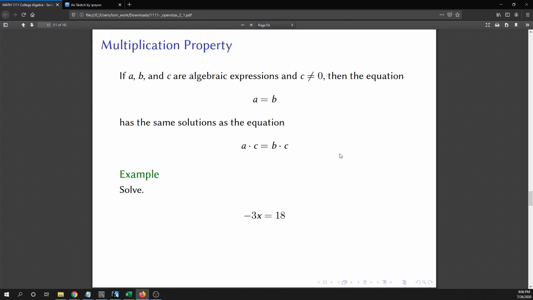All right, the next property is the multiplication property, and the multiplication property says that you can multiply or divide both sides of an equation by any number you like except for 0, and that will not change the solutions of the equation. Okay. All right, so that's what it's saying here. So again, you can use that property to solve linear equations. Okay. All right, let's take a look at this example here.